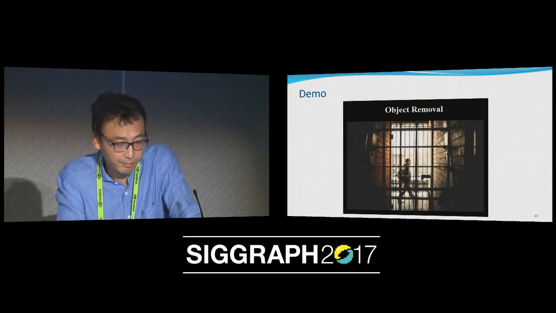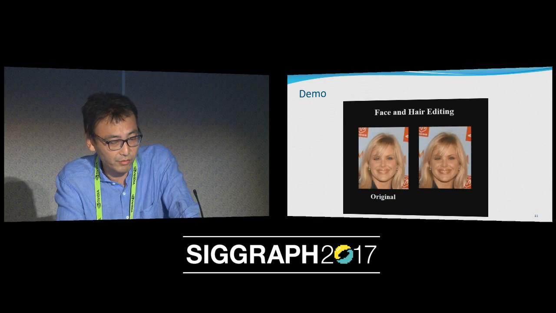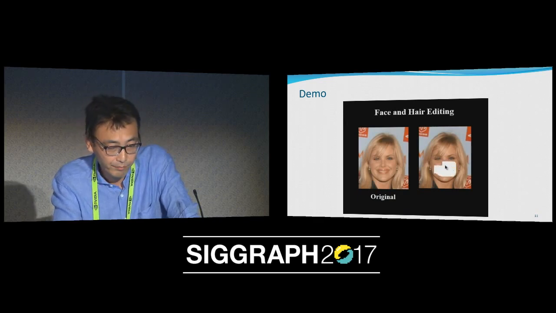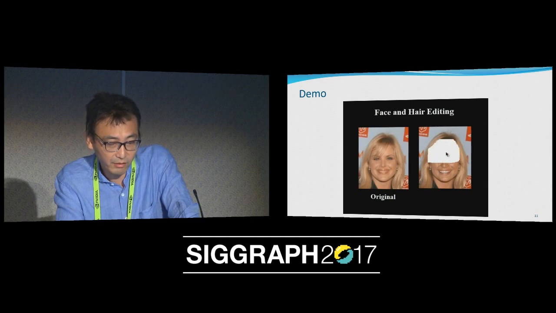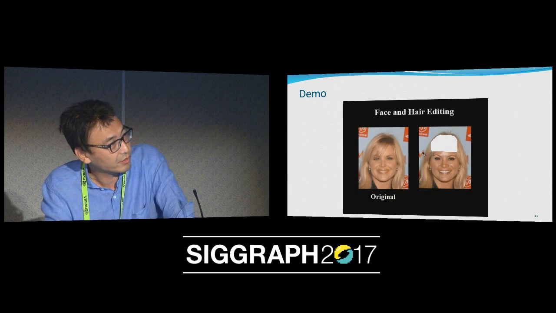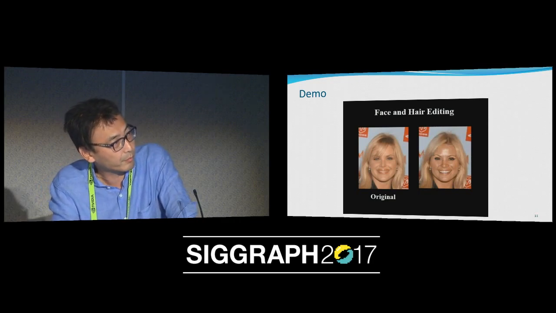Okay, so this is a demo of our method. The user specifies a target region, and then the region is filled in immediately. Also, we can inpaint face and hair. The result of inpainting varies according to the shapes of regions specified by the user.